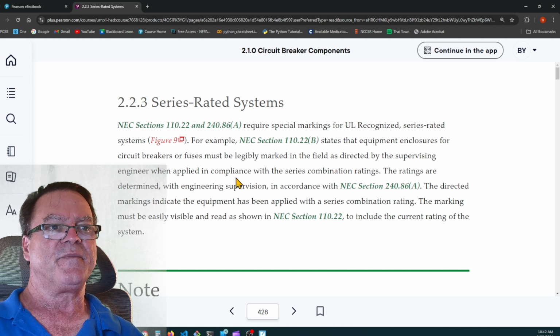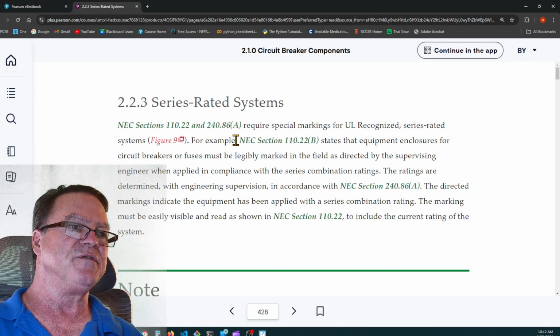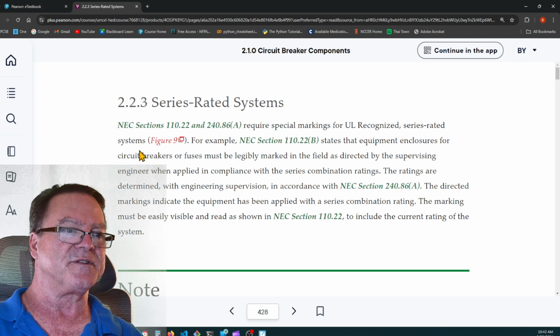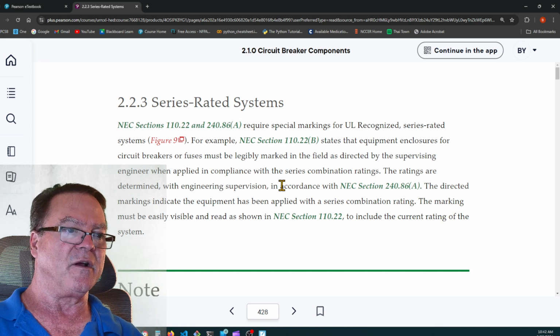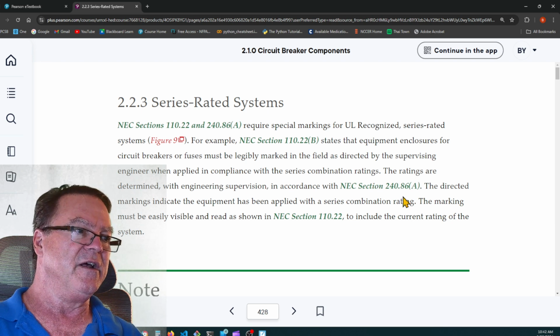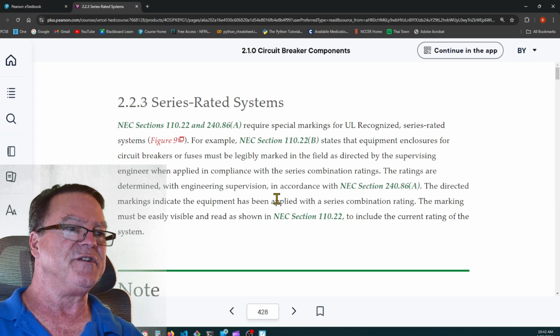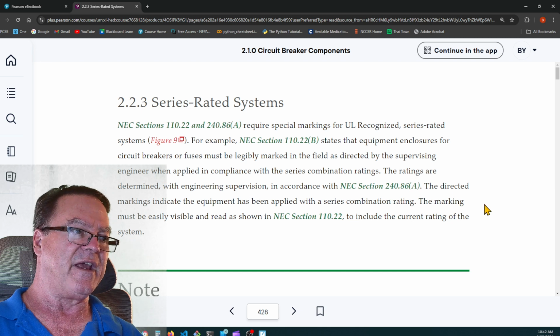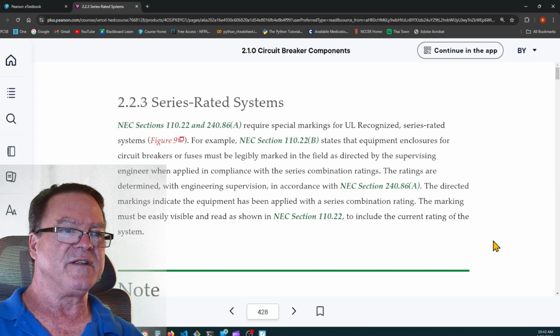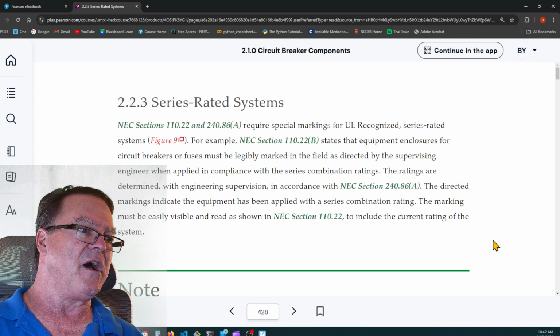Series rated systems. NEC sections 110.22 and 240.86(A) require special markings for UL recognized series rated systems. For example, NEC section 110.22(B) states that equipment enclosures for circuit breakers or fuses must be legibly marked in the field as directed by the supervising engineer when applied in compliance with the series combination rating. The ratings are determined with engineering supervision in accordance with section 240.86(A). The directed markings indicate the equipment has been applied with a series combination rating.